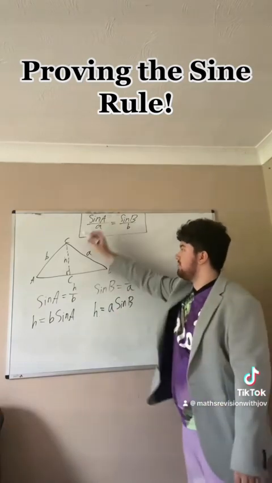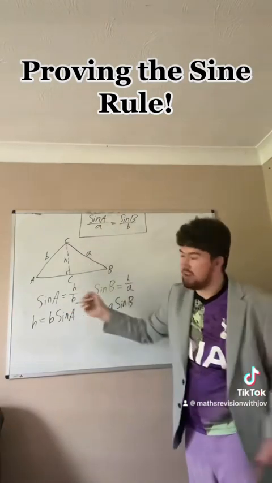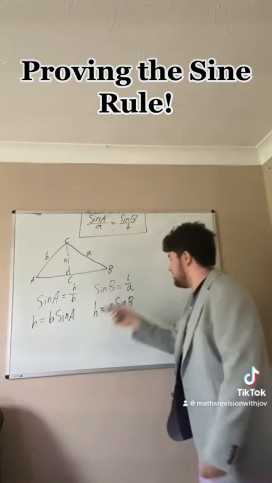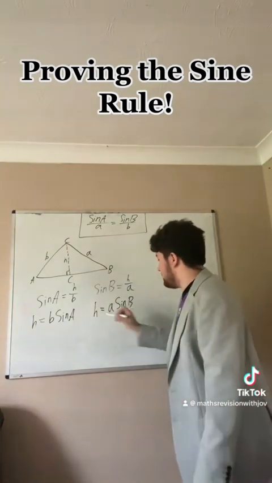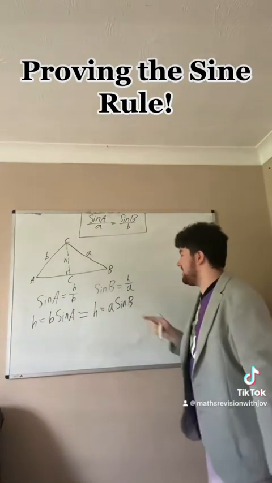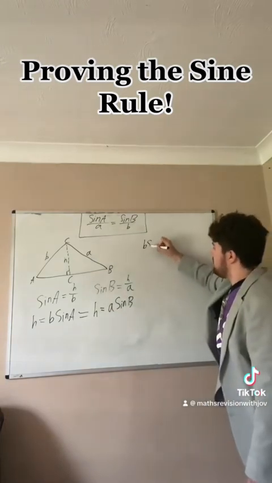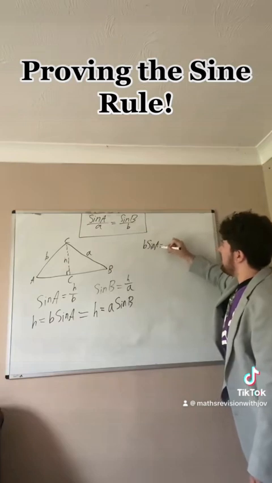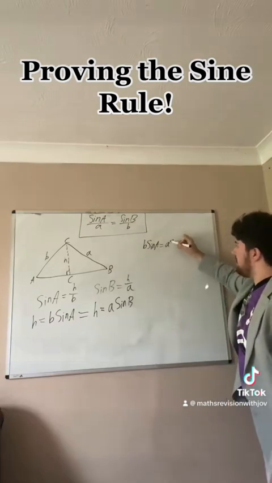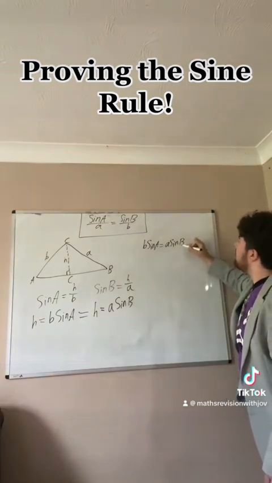Now, H is here and H is here. In this triangle we've drawn, H can only be one thing. This is not variable. H is one thing, so which means we have this equality over here. We can say that B sine A is equal to A sine B.